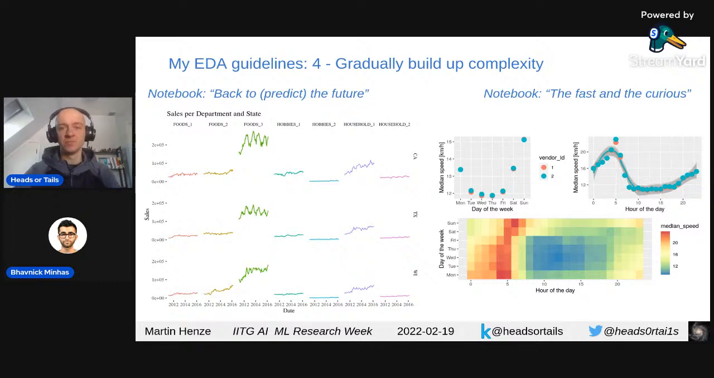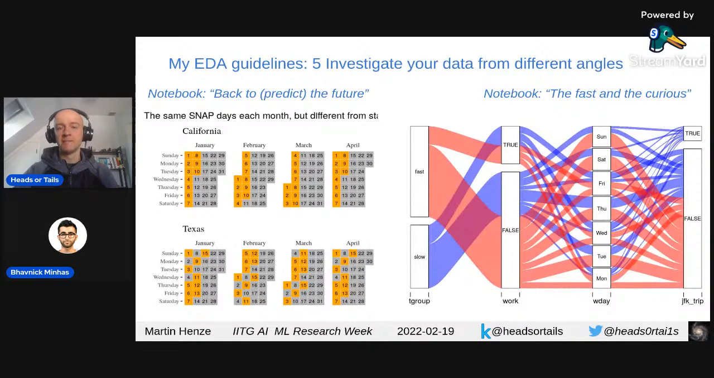follow the interesting features and try to set them into relation with a target and see what you find. And then from there, this is where the deeper and more complex analysis comes in. You want to look at your data from different angles, from different perspectives. So here in this taxi ride competition, to stay with it, our target was continuous, right? We had the duration of the ride in minutes or seconds or something like this.